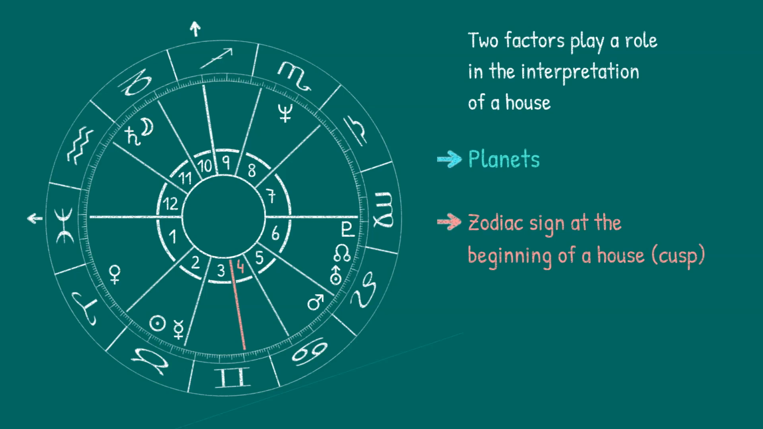So to interpret a birth chart, it is important in which zodiac sign the cusp of the house falls. This can give us a lot of information about how a person is likely to live the theme of the house. Let us also take a look at the first 4 houses. The first house, which is the ascendant, falls here in the sign of Pisces.